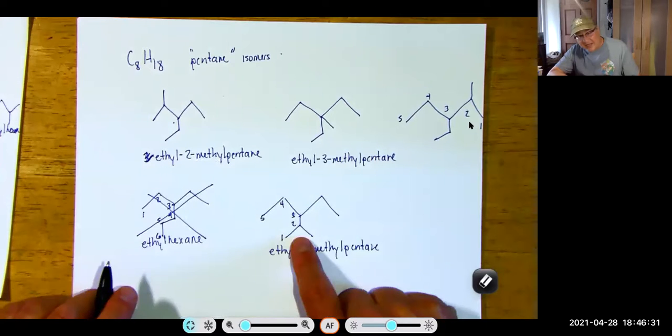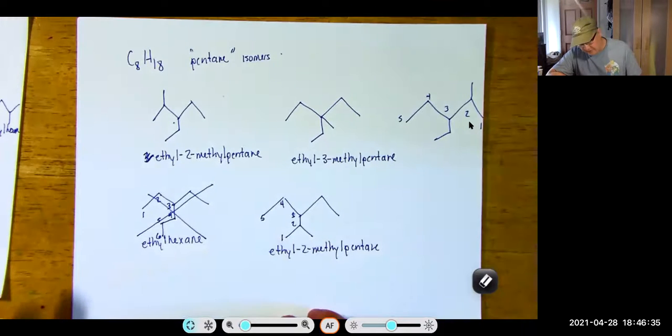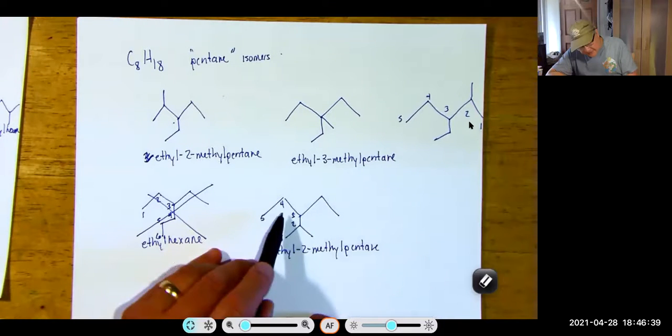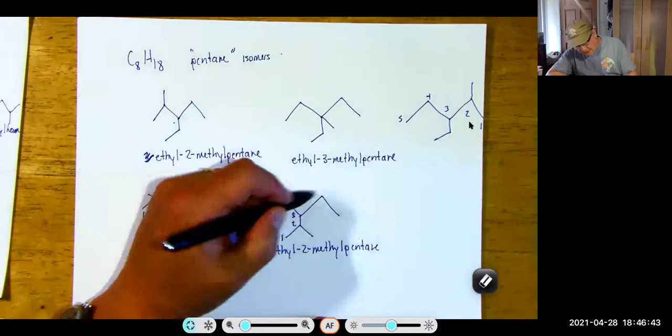Yeah, it looks like an isopropyl, that's for sure. But you see here, if I number it this way, I still have a pentane. 1, 2, 3, 4, 5. I have a 2-methyl and a 3-ethyl.